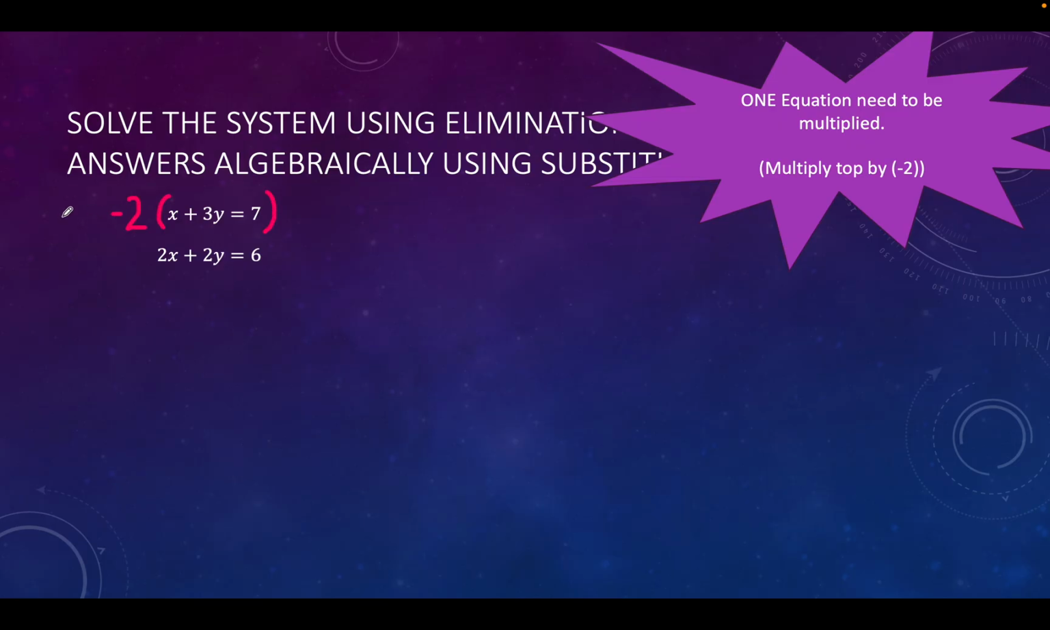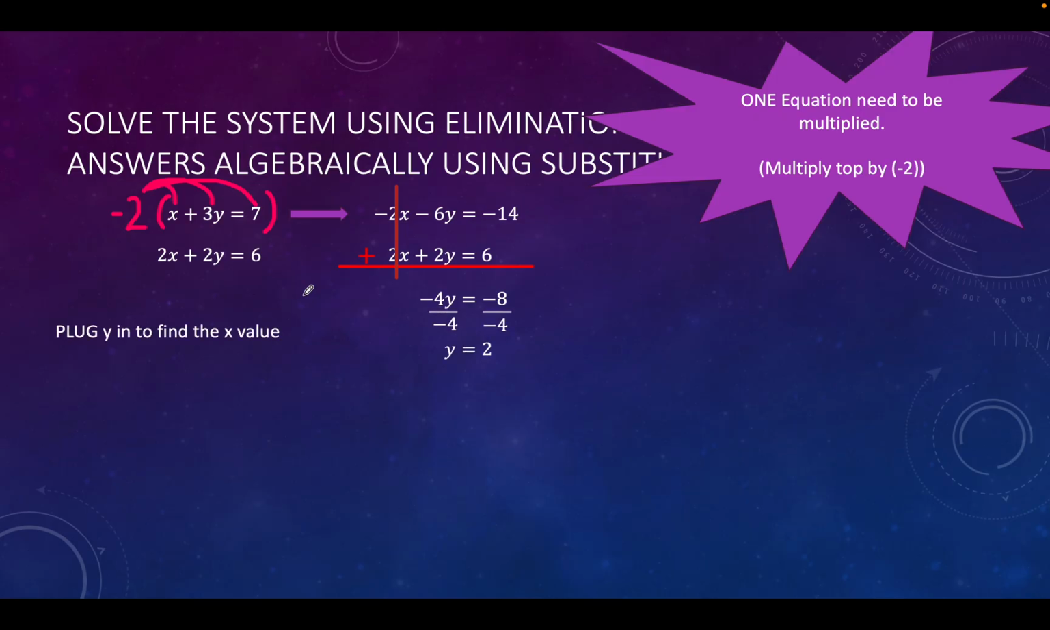So if we multiply the top equation by negative 2, we have to multiply everything by negative 2. So this new equation becomes negative 2x minus 6y equals negative 14. We keep the bottom the same, and now you'll notice the x's are going to cancel. When we add the y's, we get negative 4y equals negative 8.